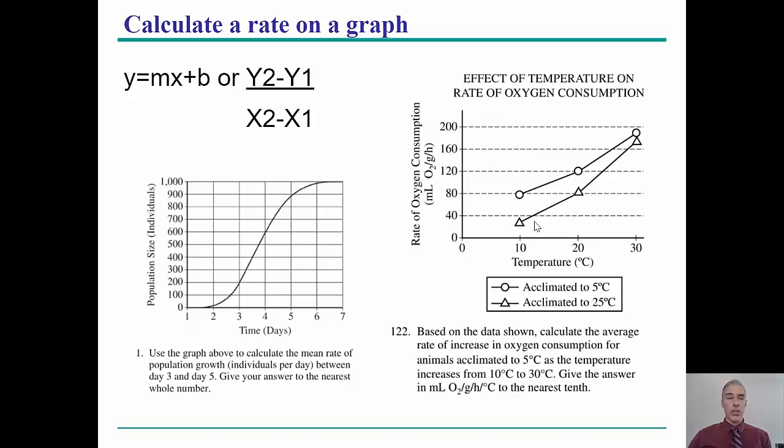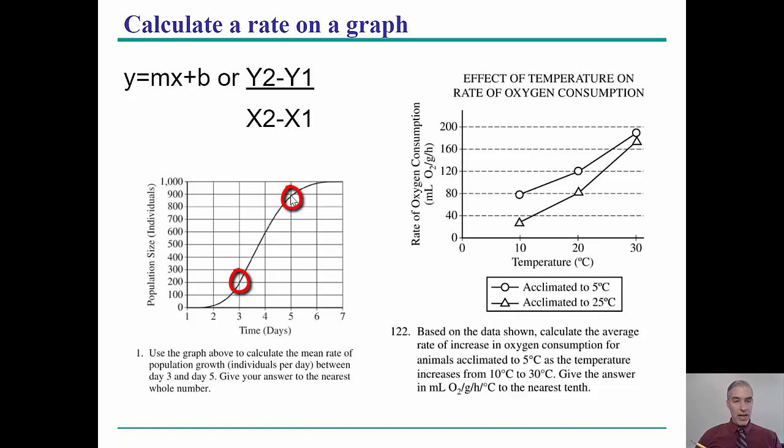So the first thing we're going to do is calculate slope using the y equals mx plus b formula, or rise over run, right? So let's look at question 1. Use the graph above to calculate the mean rate of population growth, individuals per day, between day 3 and day 5. So the way you would do this is you take your change in y, which in this case would be from day 3 to day 5. So we find those points here. Here's day 3. Here's day 5.